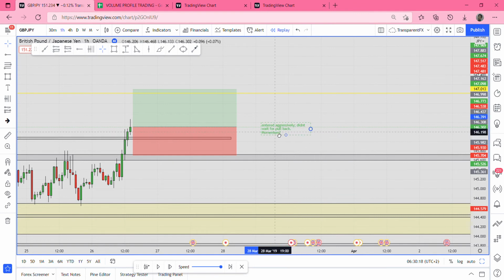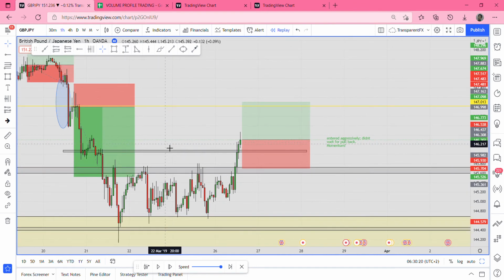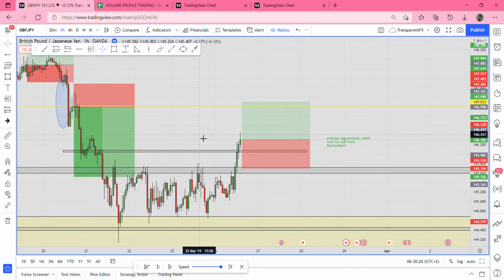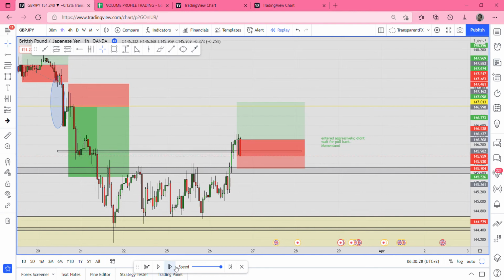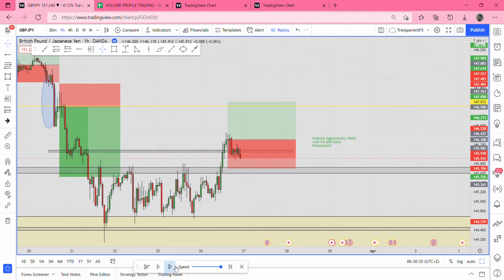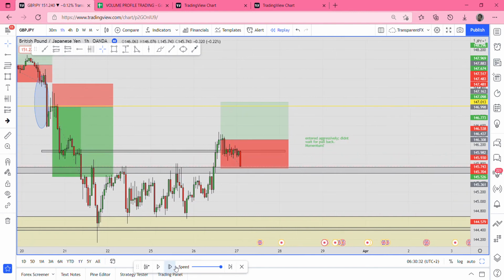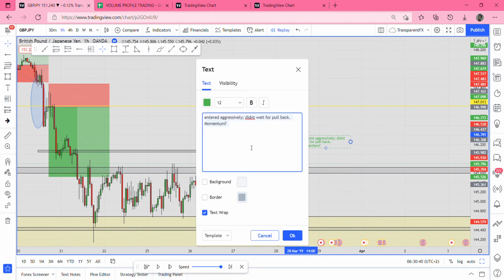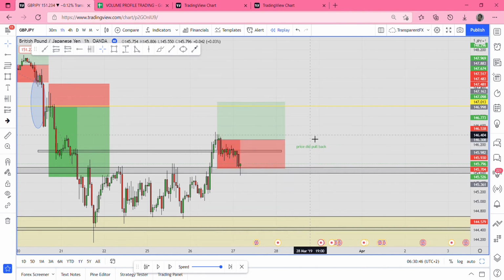So we just take a screenshot of that, save it, give it a second, cool. Paste that down there, and then let's let price play out. So you can see we were instantly wrong. Price didn't even give us the time of day. Perfect. So price did pull back, which is okay. It's not the end of the world.